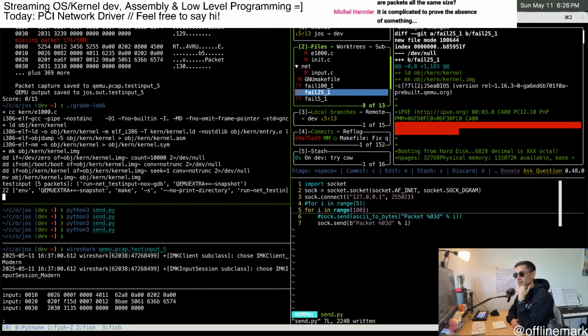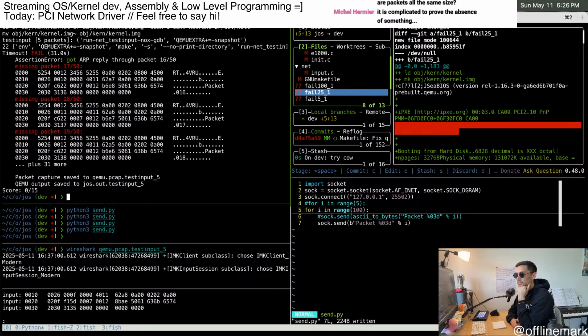Why is it so slow? Yeah. It's slow because it's timing out. Trying to kill 2 bugs with 1 stone. All right, this is interesting.